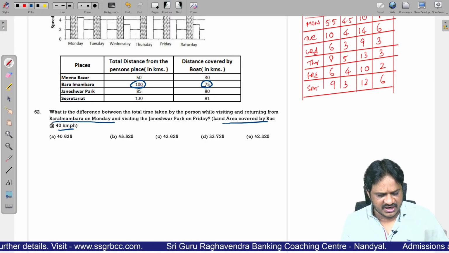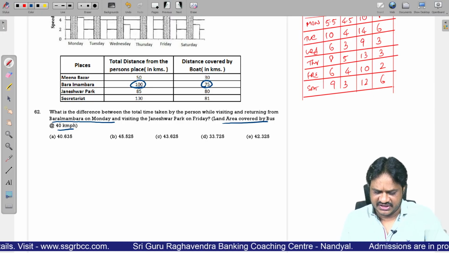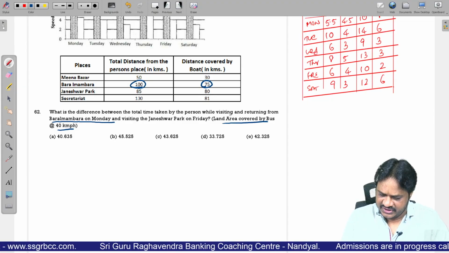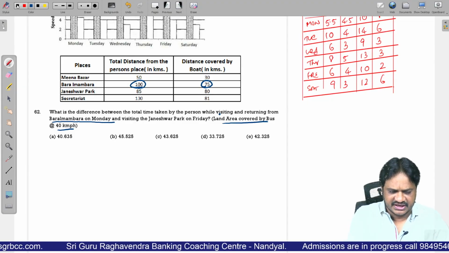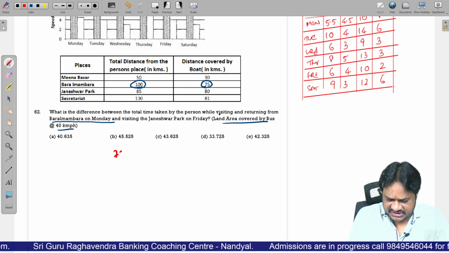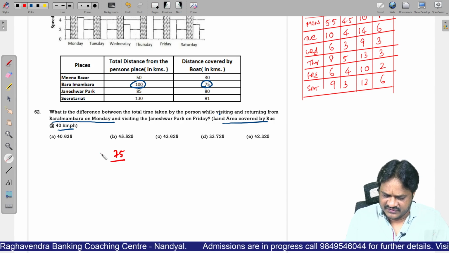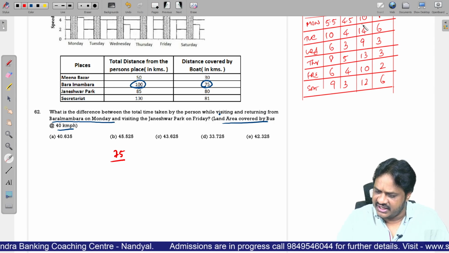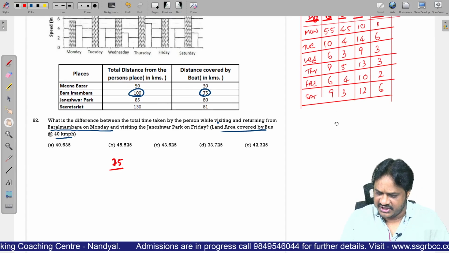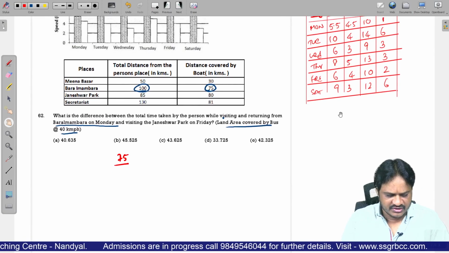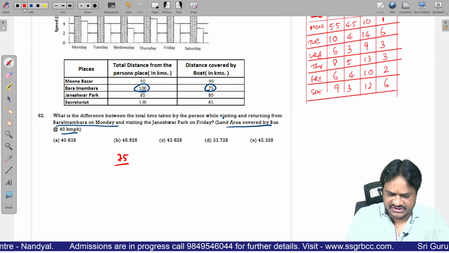So first Bara Imambara. Let us take 75, visiting as well as returning. Visiting means upstream. Monday upstream. So what is the Monday upstream value? 1. Monday upstream value is 1.